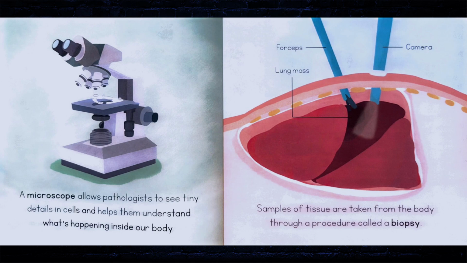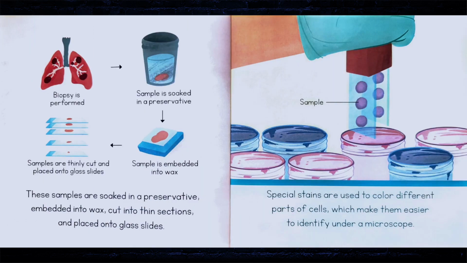Samples of tissue are taken from the body through a procedure called a biopsy. These samples are soaked in a preservative, embedded into wax, cut into thin sections, and placed onto glass slides. Special stains are used to color different parts of cells, which make them easier to identify under a microscope.